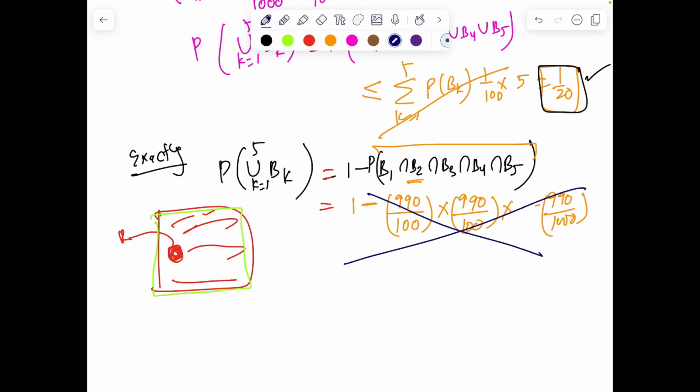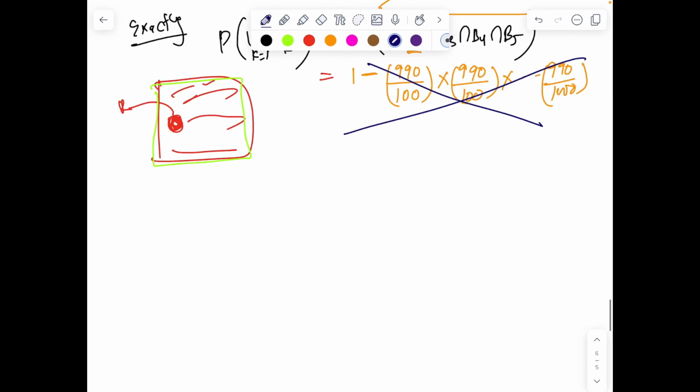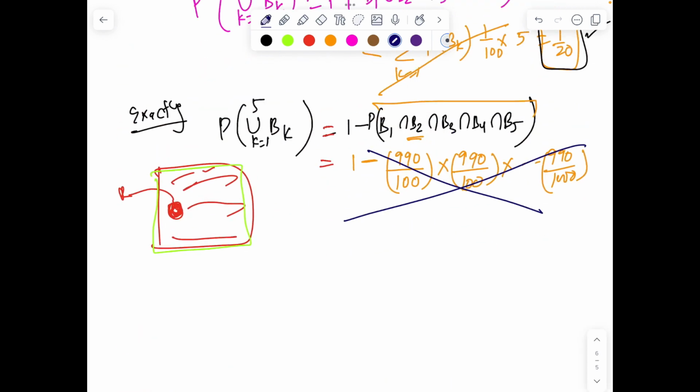अब देखो, this is not the correct answer. क्यों? क्योंकि यहाँ पे question is different. Question is we wish to compute the probability that at least one person picks a red ball. 5 persons each pick a ball at random without replacement. Okay, so randomly 5 persons have picked a ball at once.